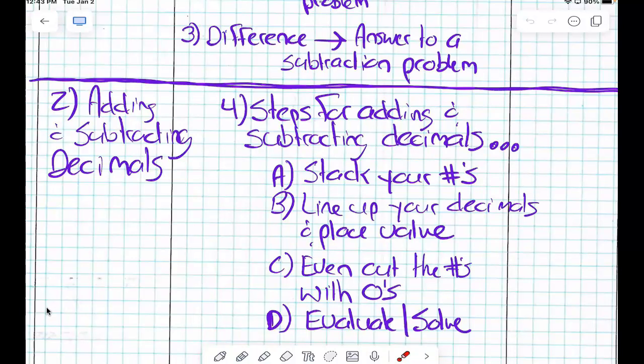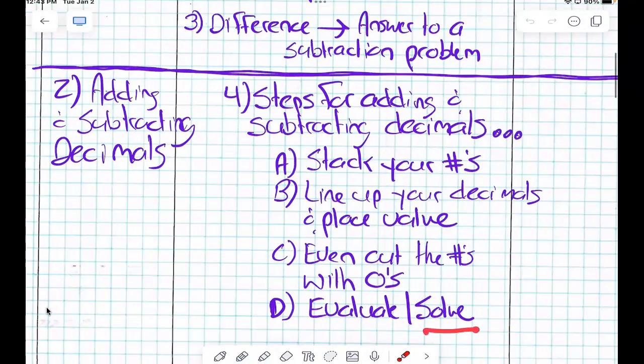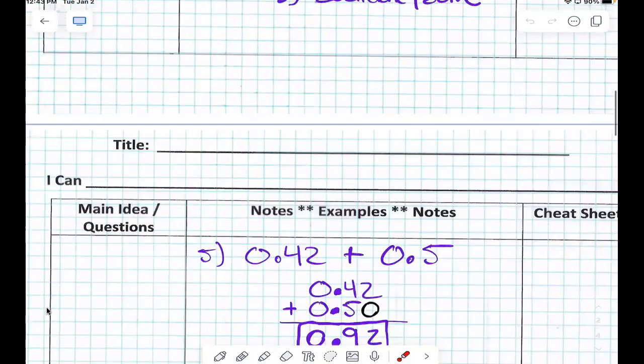The first thing you do when you're adding and subtracting decimals is we do what, class? Stack your numbers. And as we stack our numbers, we need to make sure that we line up those decimals and place values. After you have your numbers stacked and lined up, what do we do with our zeros? We even out the numbers with those zeros, right? And then the last thing we do is solve, yes? What's another name for solve? Sweet. All right, here we go.